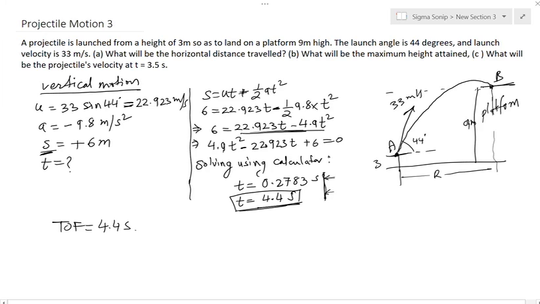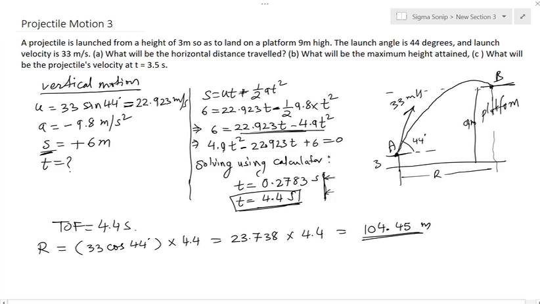Horizontal range you simply find by multiplying this time with the horizontal component. So the horizontal component is 33 cos 44, times 4.4, and that gives you 23.738 times 4.4, which gives you 104.45. So this is the horizontal range of the object.